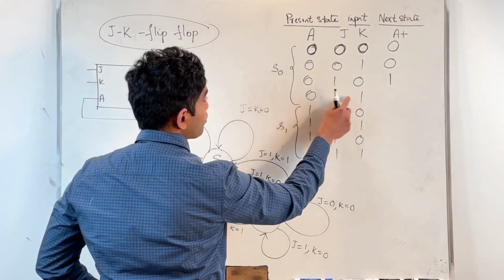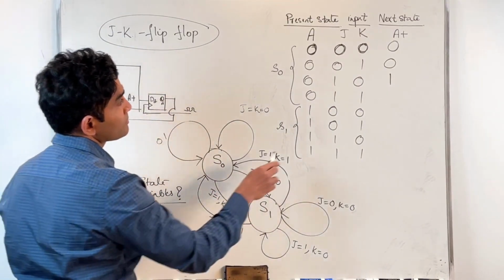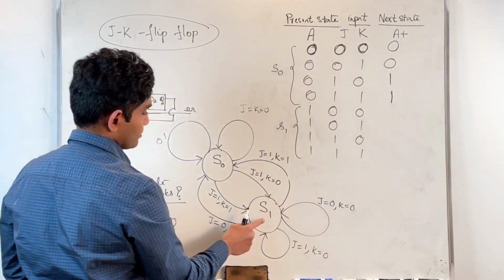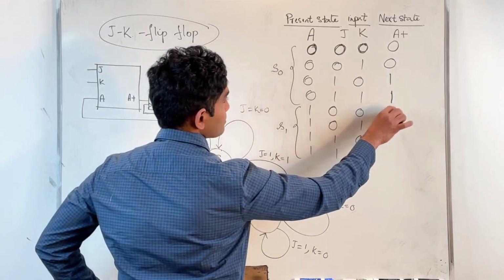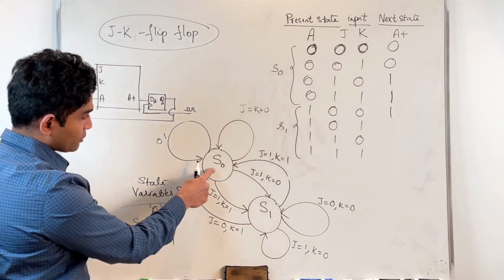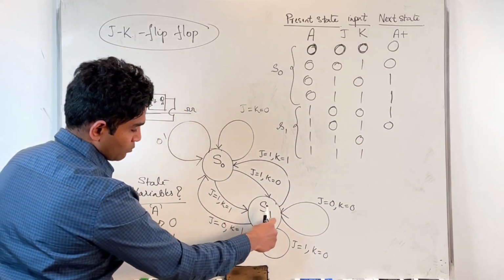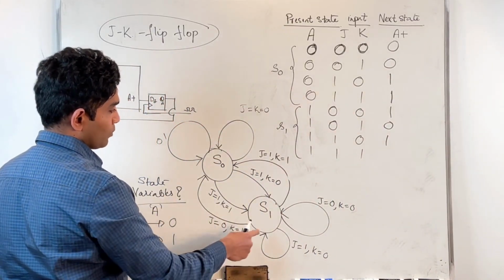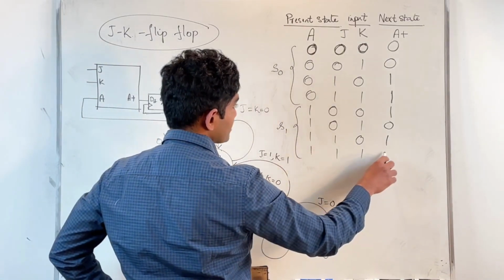Present state of 0, input of 1, 1 occurs. That takes me to S1 state, which is encoded as 1. 1, 0, 0. I'm in S1 state, and input of 0, 0 takes me back to S1 state, so that's 1. 1, 0, 1 takes me to a 0 state, so that's 0. 1, 1, 0 takes me back to the same state, that's 1. 1, 1, 1 takes me to a 0 state as my future state, so that's 0.